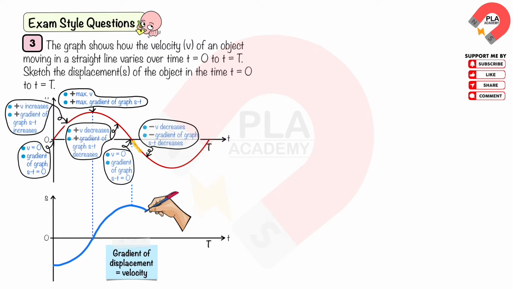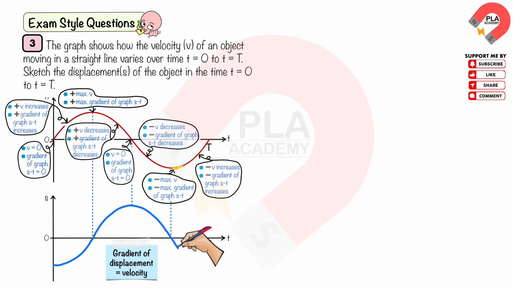In this section, the velocity becomes increasingly negative, so the gradient of displacement time graph is negative and increasing. At this point, the negative velocity is maximum, so the negative gradient of displacement time graph is maximum. In this section, the negative velocity is becoming less negative, so the negative gradient of displacement time graph decreases. At this point, the velocity is 0, so the gradient of displacement time graph is also 0.